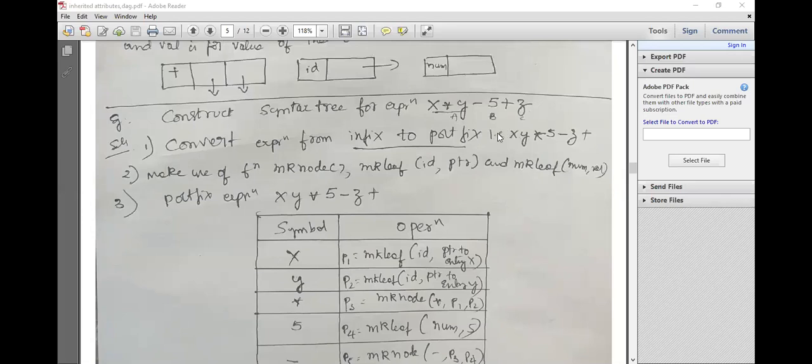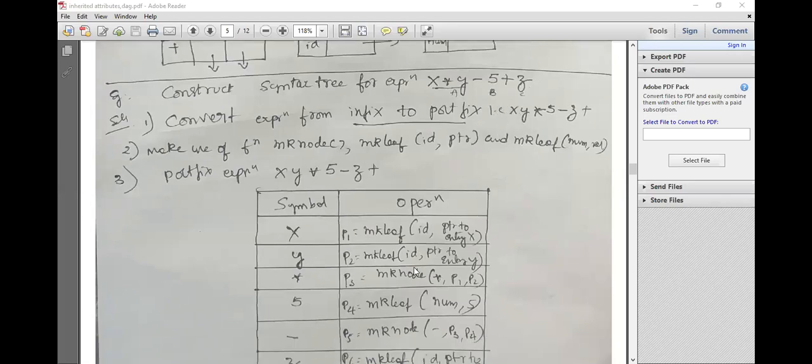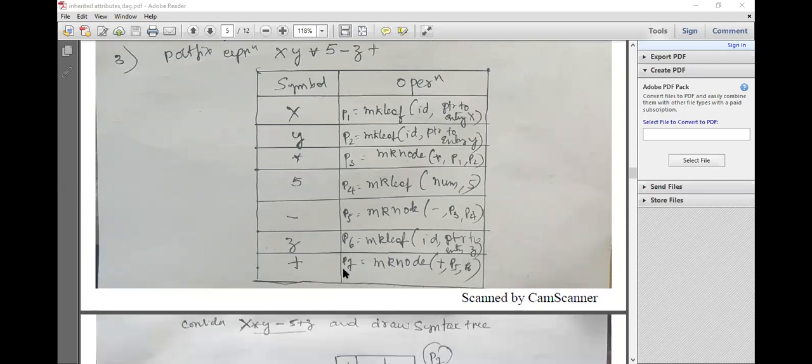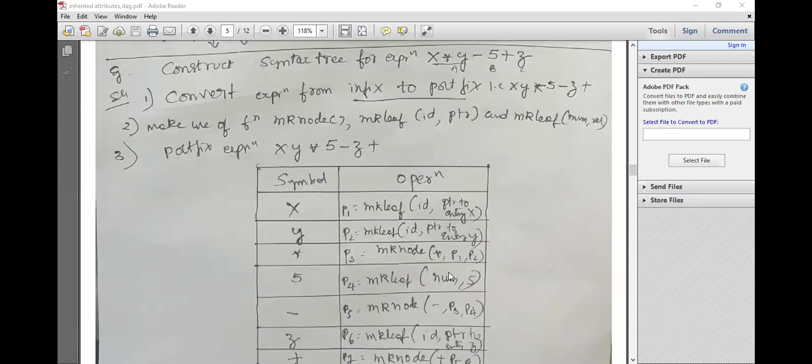After multiplication, which is one symbol, next we take another number and subtract it. That is nothing but your P, and the answer is to be kept in P5. Next, Z. Z is another node. So make that, which is not your identifier: pointer to entry Z. So finally we have P7, make node plus P5 comma P6. Later you get the answer.